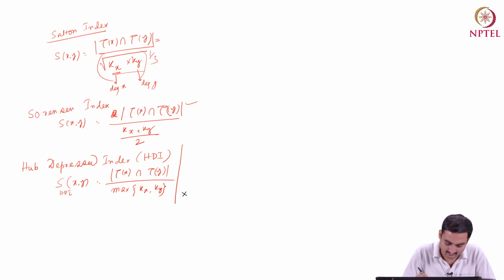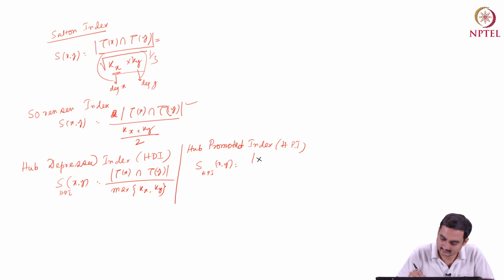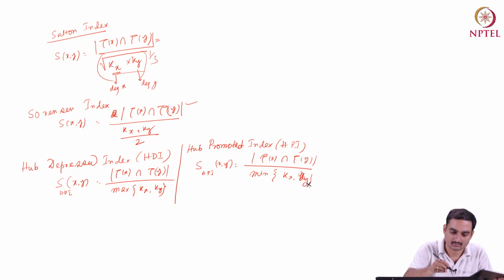So this is called the Hub Depressed Index. And similarly, there is another metric, let me write these 2 metrics side by side, the Hub Promoted Index, HPI. So S of HPI x y is the intersection of neighbors of x and y divided by the min of k x and k y. What does it mean?